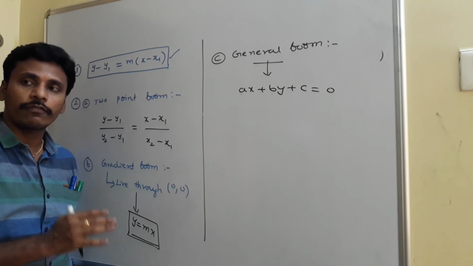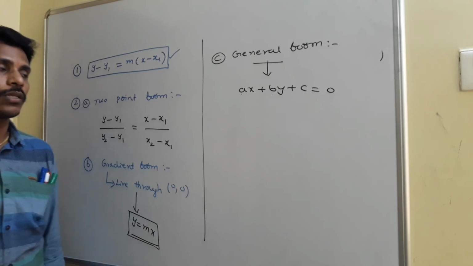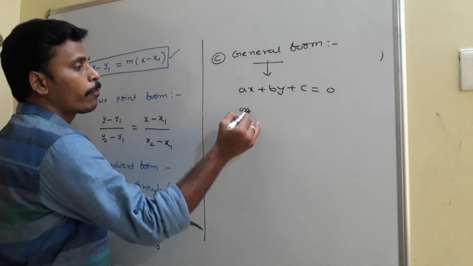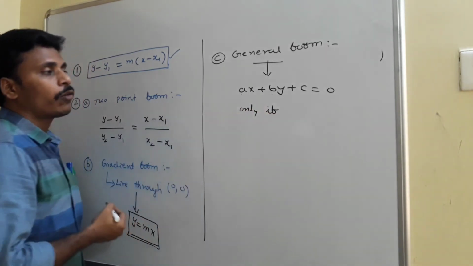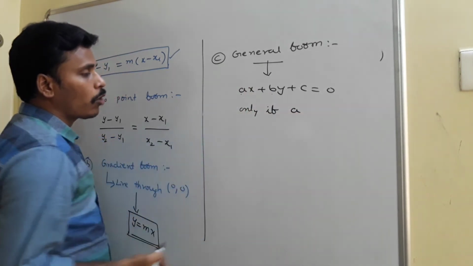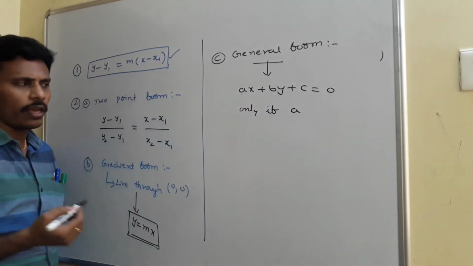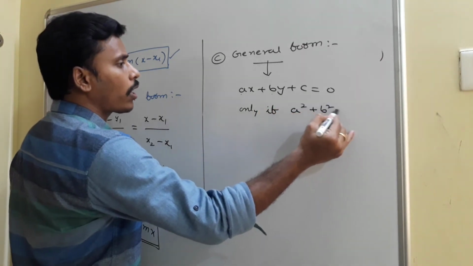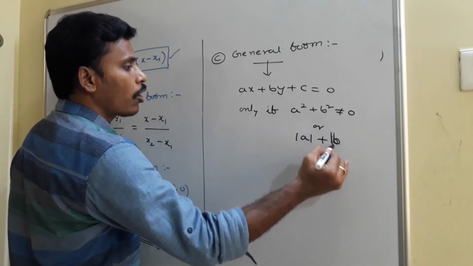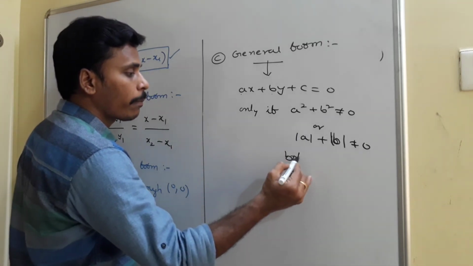If you find an equation for a line, at the end every equation is of the format ax plus by plus c is equals to 0, and this format represents a straight line only if both a and b at a time can't be 0. So either one of these may be 0. Some people write a square plus b square not equals to 0, or mod a plus mod b not equals to 0, both at a time not zeros.